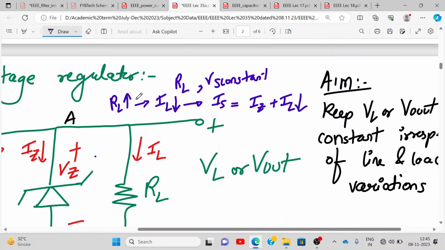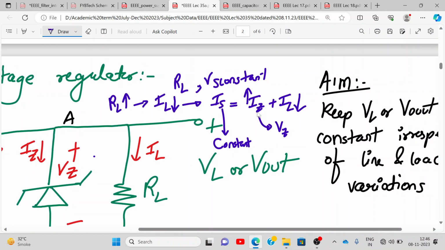So in this equation, if RL increases, if load changes, load current is decreasing. Is is equal to Iz plus IL, and Is remains constant. So what should happen to Iz? To maintain this constant, Iz should increase. And even if Iz increases, your Vz will remain constant as we have seen already. In the other case, if RL is reducing, IL will increase and correspondingly Iz should decrease. Even then, your load voltage will remain constant. So that's how you explain this. This is how your Zener diode works as a voltage regulator.